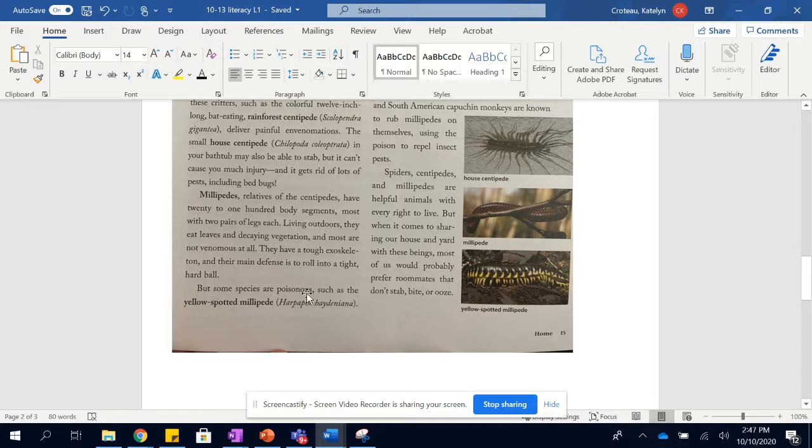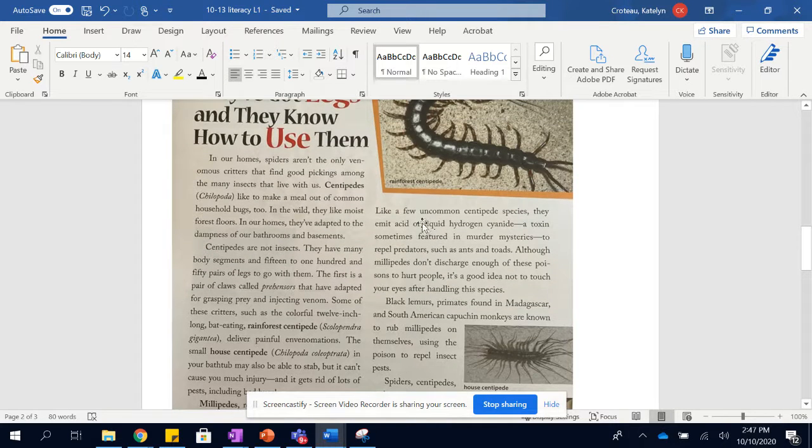Okay, but some species are poisonous, such as the yellow spotted millipede. That is, oh my gosh, I've tried to say this a couple times. Let's see if I can do it this time. Harpaphe haydeniana. Oh, I did it. See, even adults have to sound words out sometimes. They don't see them all the time. It's a fact. At least this adult does.